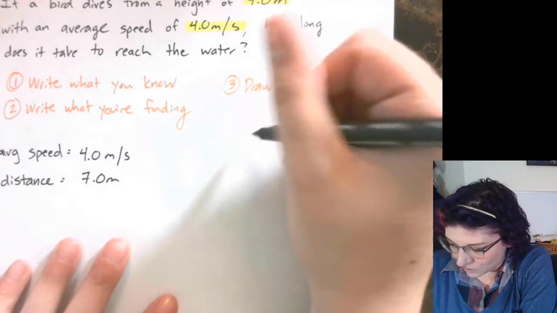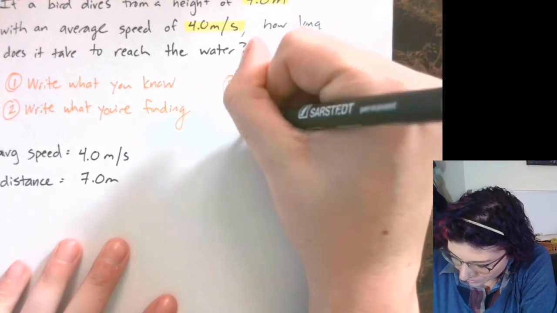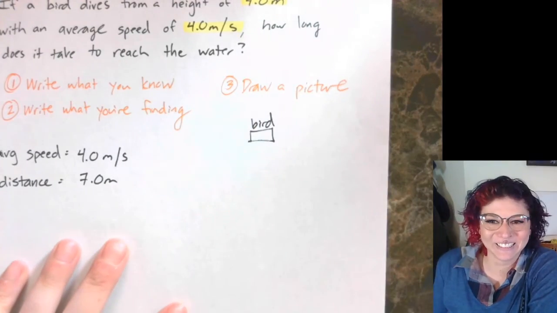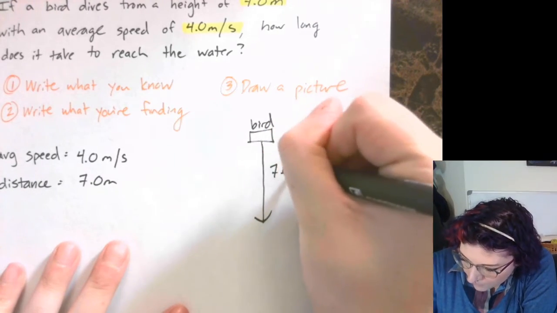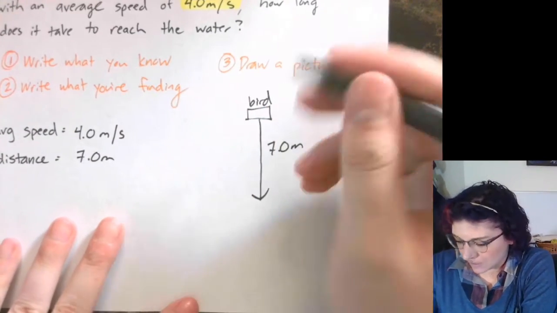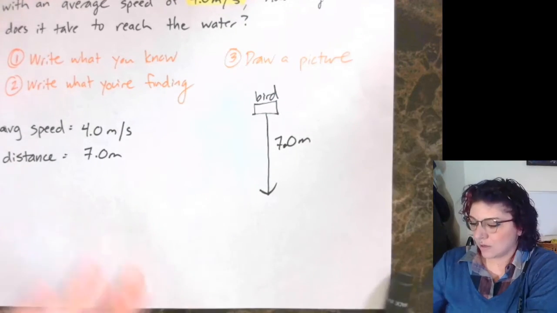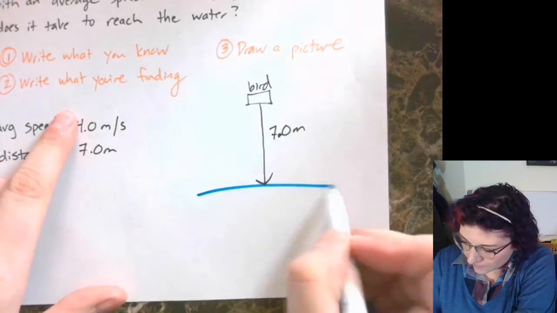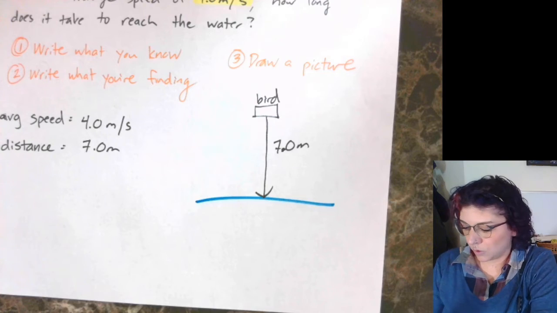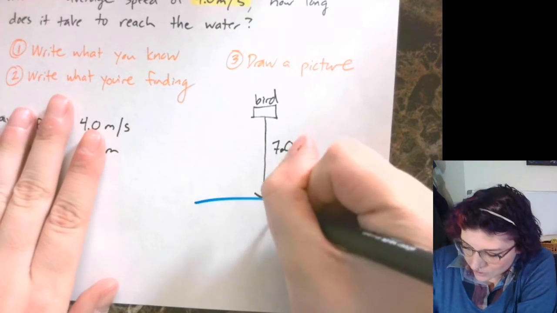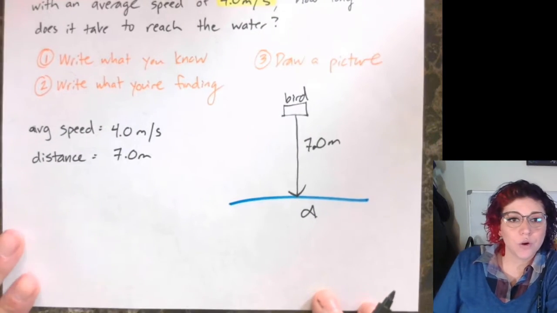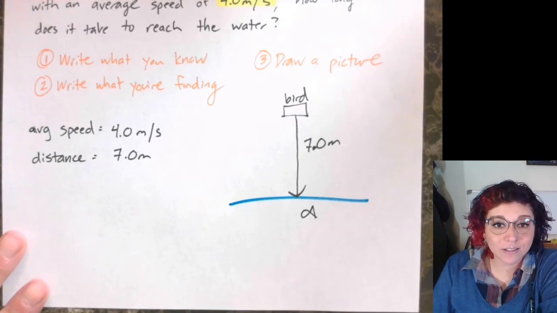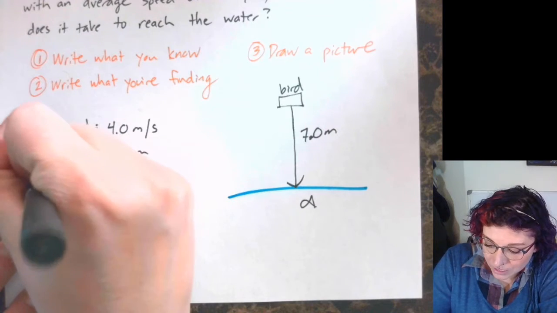I'm going to draw a little picture. Oh goodness, I can't draw birds. I'm going to draw a little rectangle for birds. So this is my bird. And it travels 7 meters to the water where the little fishies are, so it can eat the fishies. What I'm trying to find is the total time.